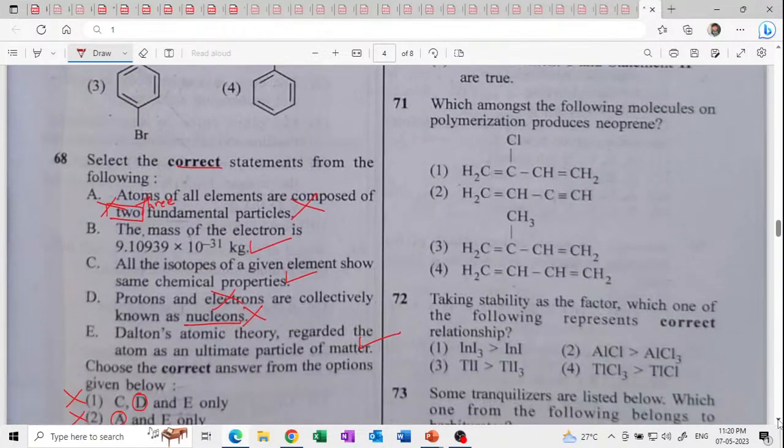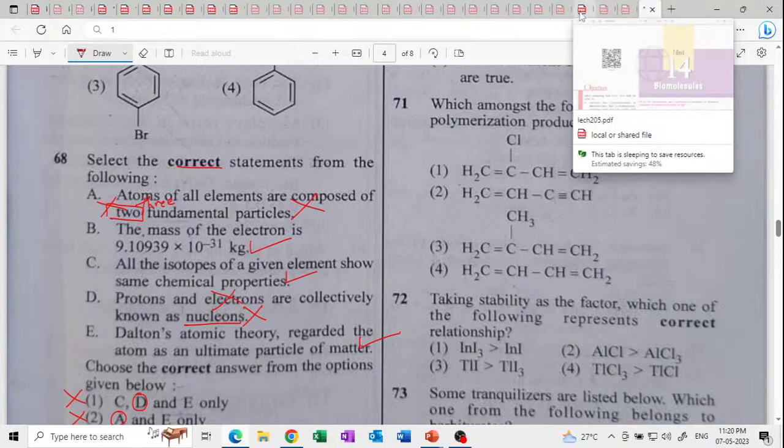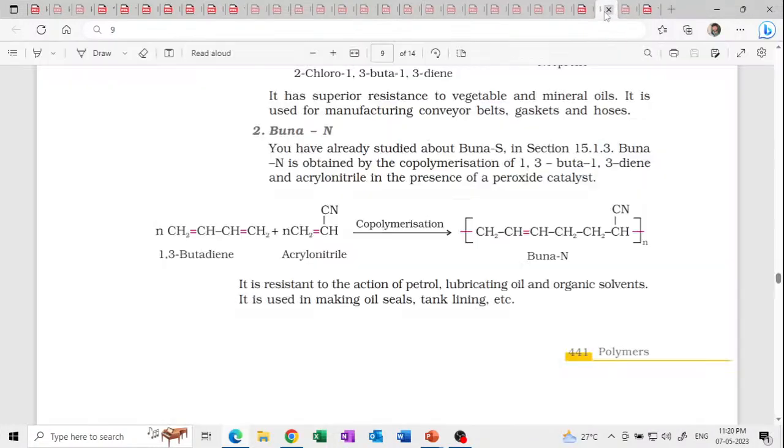Question number 71. This is a very easy question from the polymers. Neoprene. What is the neoprene? The monomer for neoprene. So this is known as a neoprene.